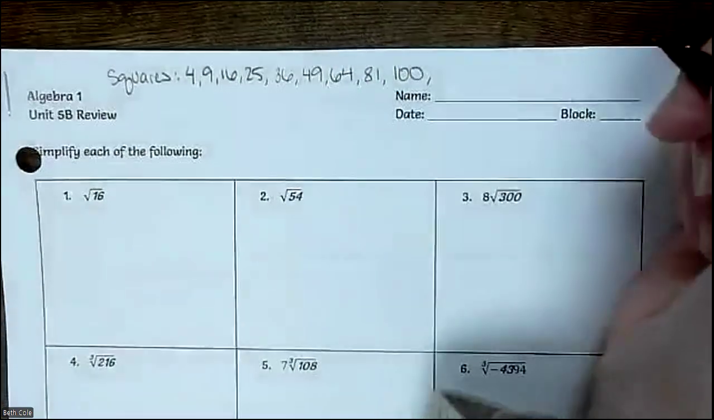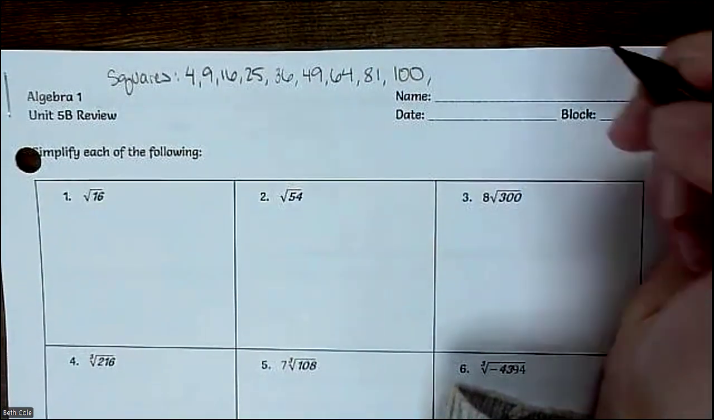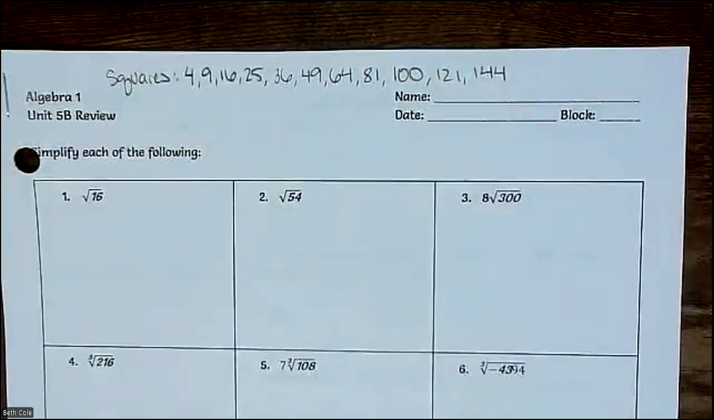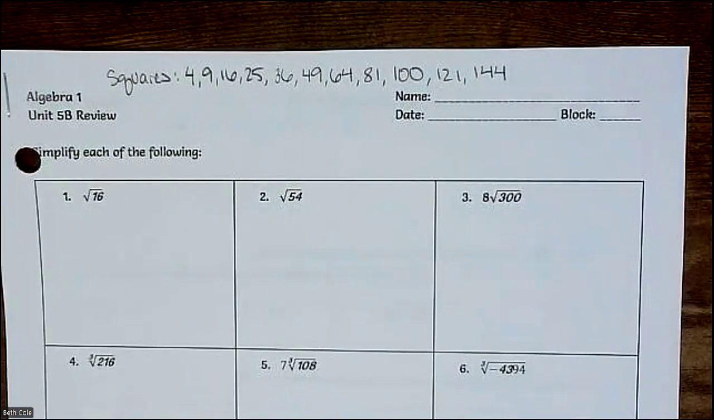81, 100. Let's just go a little bit further. I don't know that you're going to need past that, but 121 is 11 squared. And then 144 is 12 squared. They keep going. Like numbers are infinite. And I don't really expect that you know past that, but you could type in the calculator 13 squared, 14 squared, 15 squared, as far as you needed to. Okay. Now let's do the cubes.